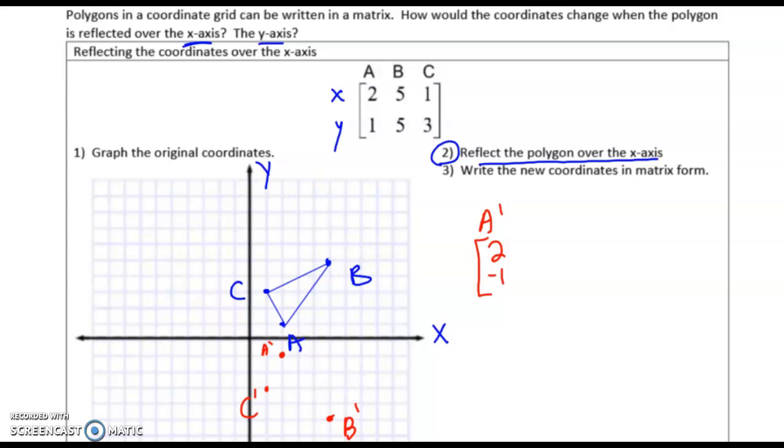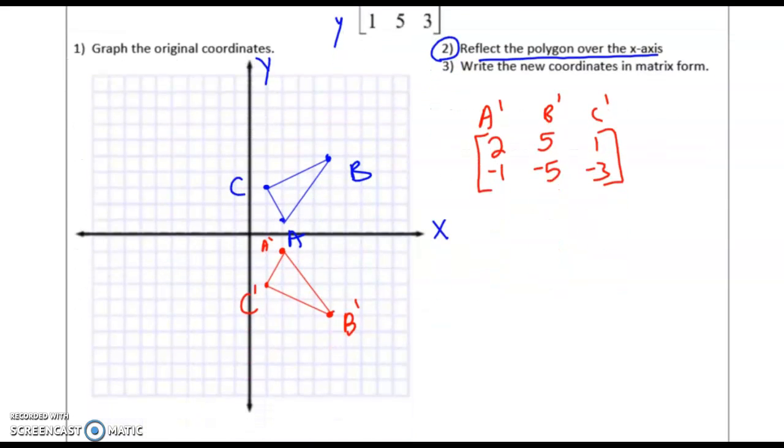And then connect the dots. All right, so our B prime coordinate was 5, negative 5, and C prime was 1, negative 3. All right, so what do you notice about these points from the original points? It's looking like the y coordinate is the one that was switched.